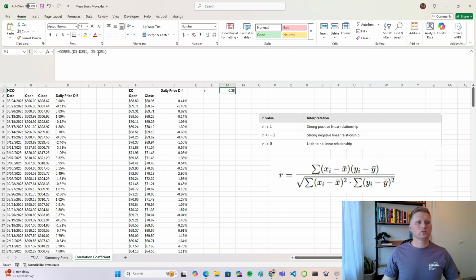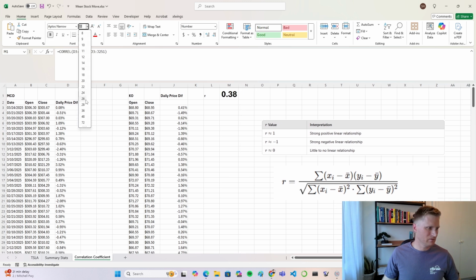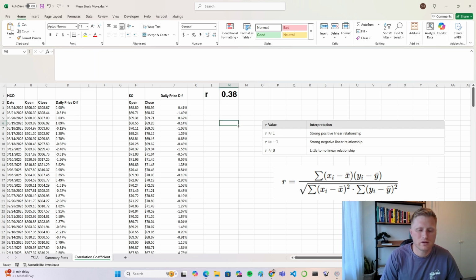So we've got a correlation coefficient of, let me make that bigger so we can see it nice and bold. We've got a correlation coefficient of 0.38. I mean, there's some correlation there, but not much. Not much to try and make a trade around, to be honest.